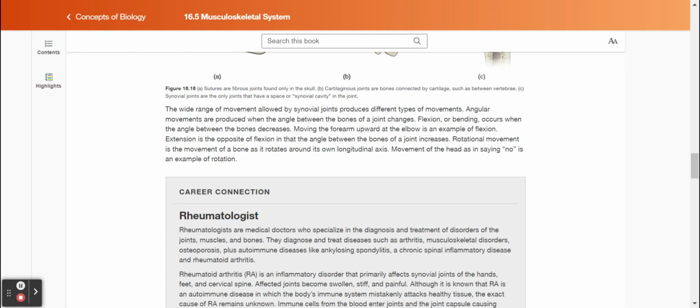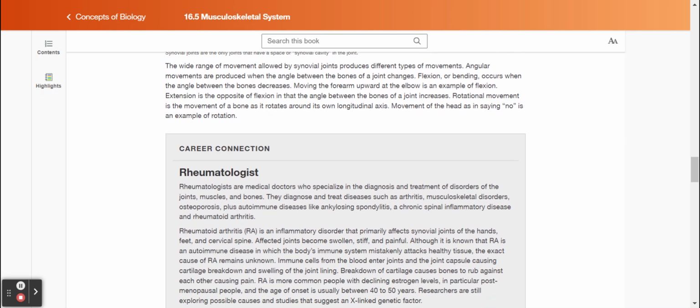The wide range of movement allowed by synovial joints produces different types of movements. Angular movements are produced when the angle between the bones of a joint changes. Flexion, or bending, occurs when the angle between the bones decreases. Moving the forearm up at the elbow is an example of flexion. Extension is the opposite of flexion, in that the angle between the bones of a joint increases. Rotational movement is the movement of a bone as it rotates around its own longitudinal axis. Movement of the head, as in saying no, is an example of rotation.